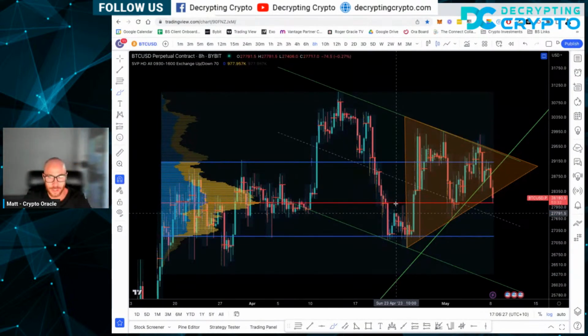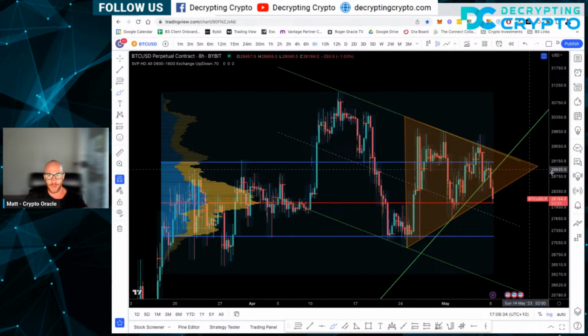This consolidation is great, because when we do blast through this 30K range, what we're going to find is if price does pull back, we'll tend to find a lot of support around this area, which is a great thing. But in the meantime, things aren't looking very good for Bitcoin.